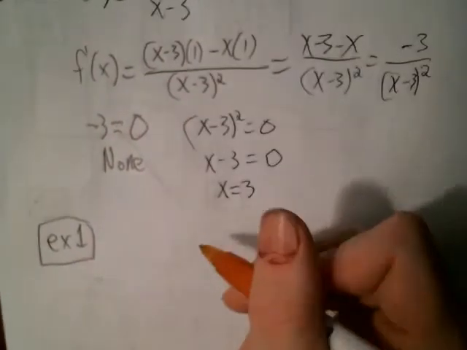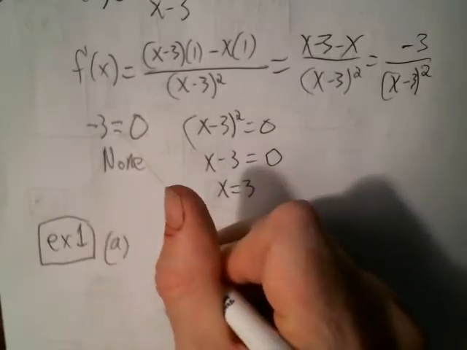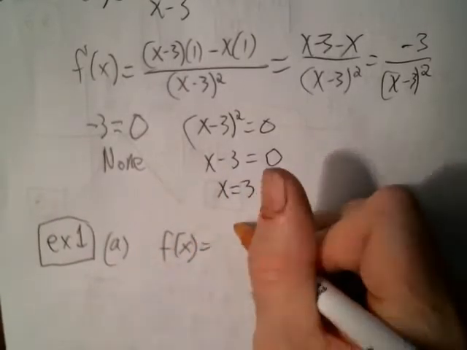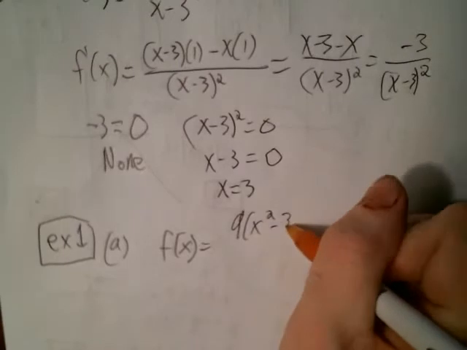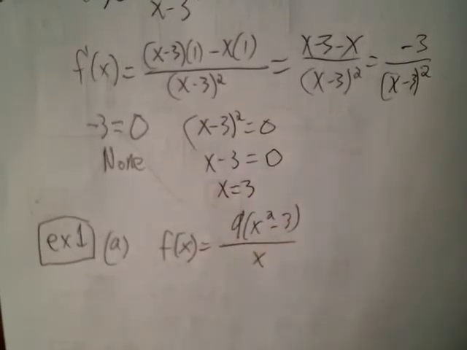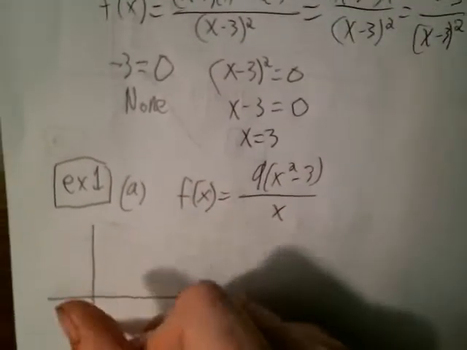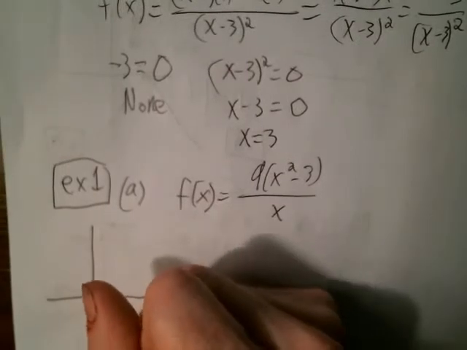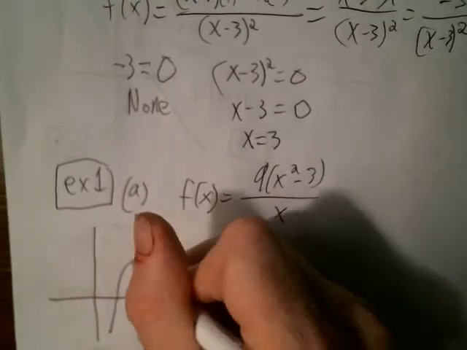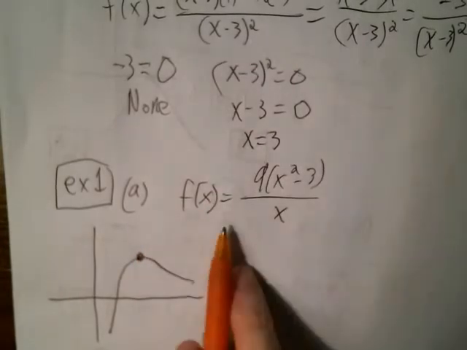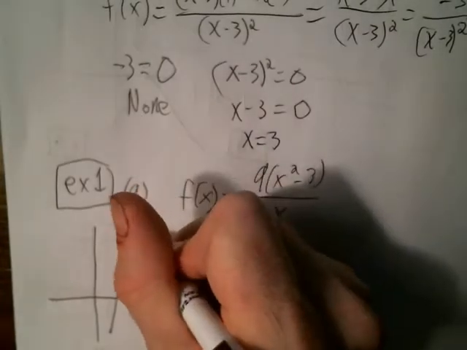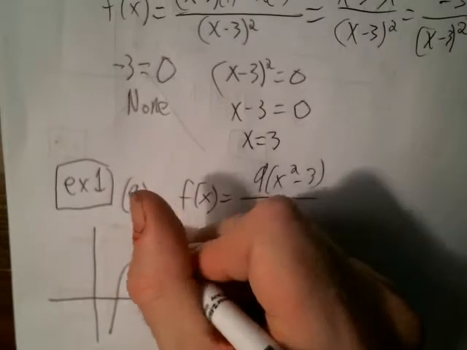And this is part A. I have f of x equaling 9 times x squared minus 3 all over x. I want to find the value of the derivative at each of the extrema shown in the figure. So they give us a picture here of this object, and it kind of looks like a logarithmic type problem. But they want to know the value of the derivative at this point, which is 3, 2.